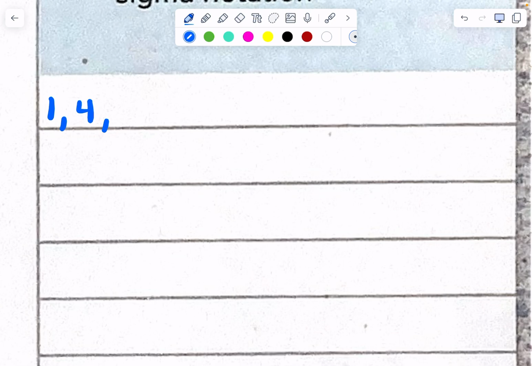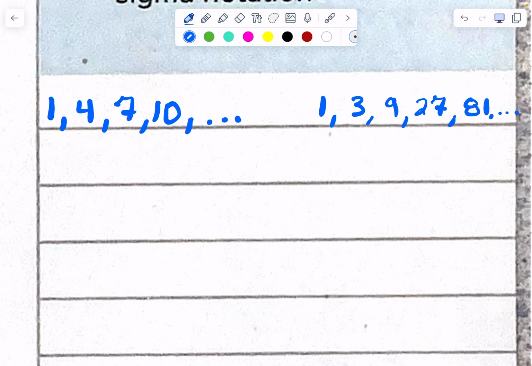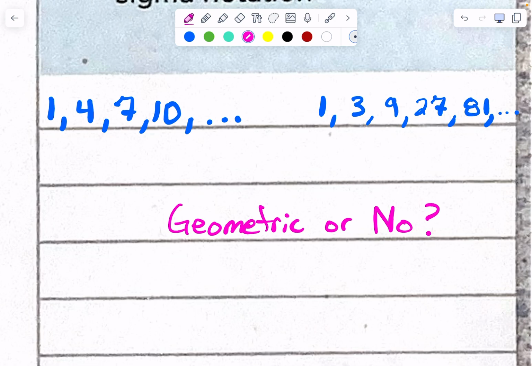1, 4, 7, 10, dot. Let's do 1, 3, 9, 27, 81, dot. Okay? They will ask you, is this series or this pattern of numbers geometric or not? Is it geometric or is it not geometric?